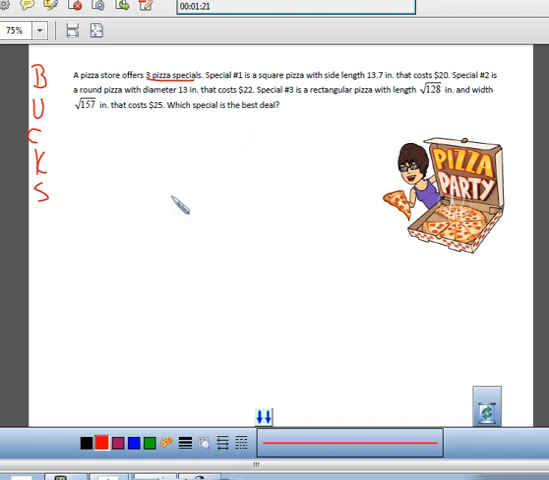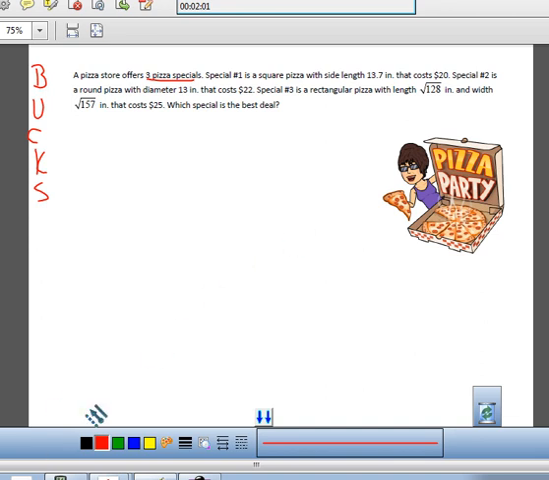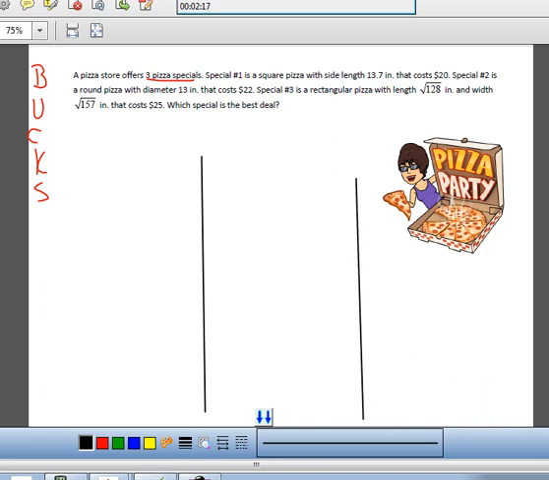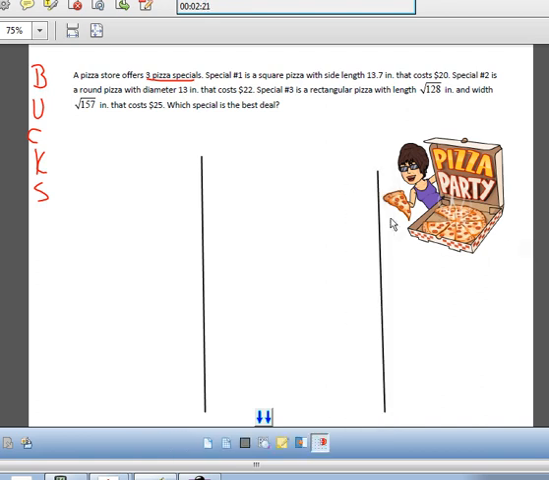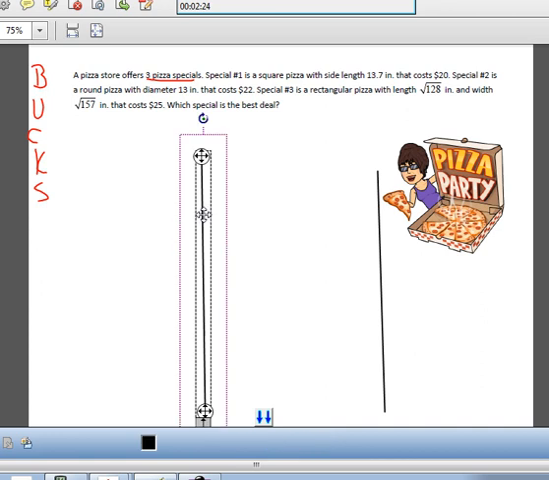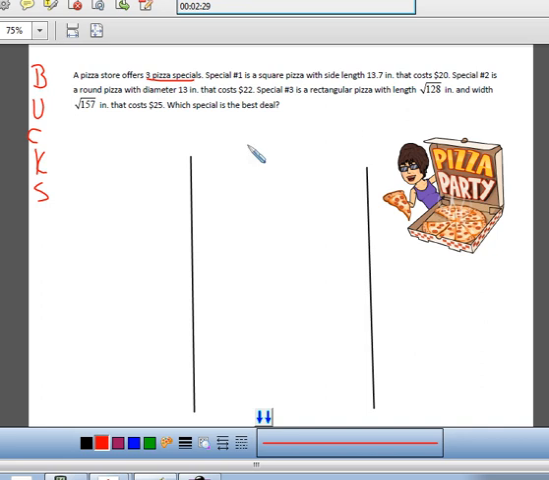Okay, so first off, I have 3 different specials, so I might as well split my workspace up into 3 parts. And maybe that'll work. Let's scooch this over a little bit. Let's see here. That should do.